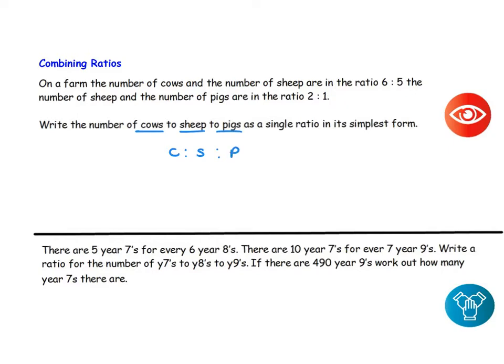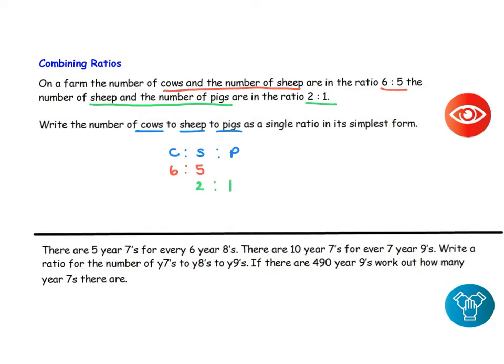Now, in the sentence above, it starts off by saying that the number of cows to the number of sheep are in the ratio 6:5. So I'm going to write a 6 under cows and a 5 under sheep. Then what I'm going to do is write the second piece of information I've been given, which is the number of sheep to the number of pigs is in the ratio 2:1. So on a new line, I'm now going to write 2 under sheep and 1 under pigs.